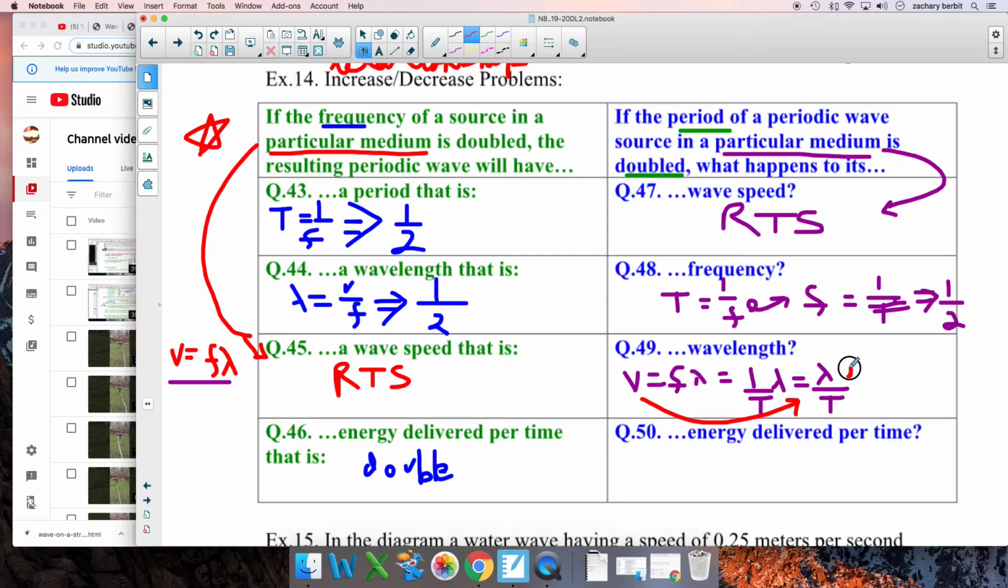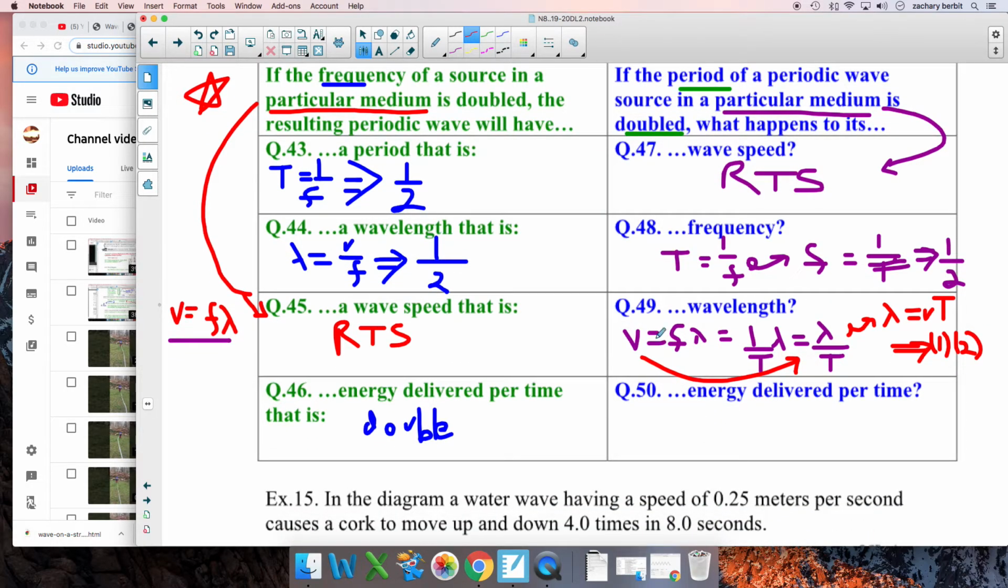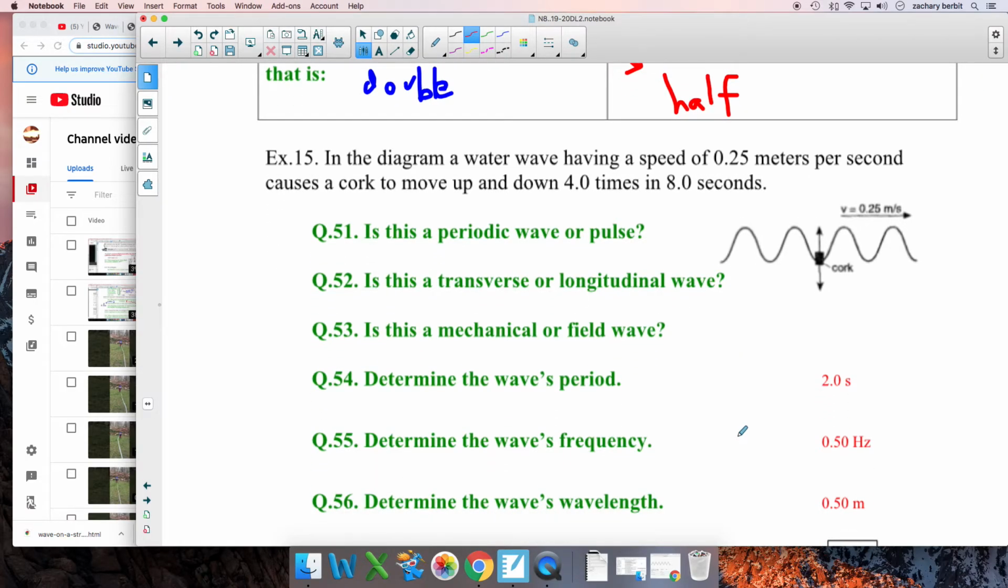If we rearrange it, we want to know what happens to the wavelength. Wavelength is V times T in a particular medium. And here we said put the double arrow. Speed we know stays the same. And the period doubles, so the answer will be 1 times 2, 2, doubles. Finally, the energy delivered per time. Probably the easiest way to think about that one is via frequency. Half the frequency means in a minute you get half as many waves, so you get half the energy delivered per time. Boom, done.